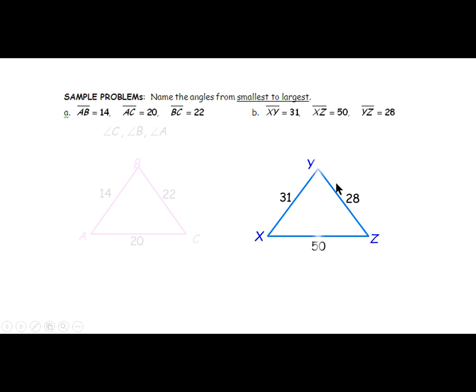Step 1 is to draw a triangle. Here we can draw a triangle using those same letters, X, Y, and Z. It does not matter where you put the X, the Y, or the Z, but once you have the letters in, you put the numbers in the right spots. XY is 31, XZ is 50, YZ is 28. So what's our smallest angle? It's across from the smallest side. The shortest side here is YZ is 28, which means the smallest angle will be X. The medium angle will be across from the medium side. 31 over here is our medium side, so angle Z is the medium angle. And the largest angle is across from the largest side. If XZ is 50, then Y would have to be the largest angle.